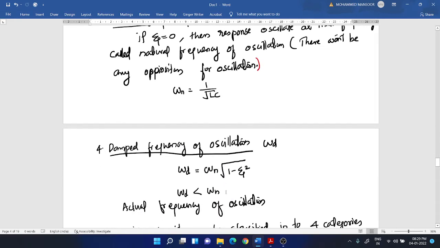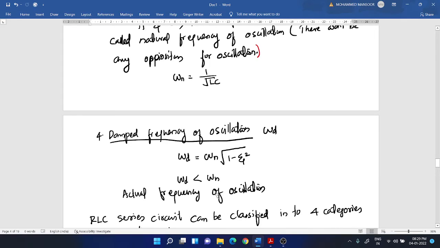So the next important term is damped frequency of oscillation, omega d, which can be obtained by means of this equation: omega n into root 1 minus theta square. As I mentioned earlier, theta value usually lies between 0 and 1. Therefore, omega d, the value of damped frequency of oscillation, is less than that of omega n, the natural frequency of oscillation. So damped frequency of oscillation is also known as actual frequency of oscillation.